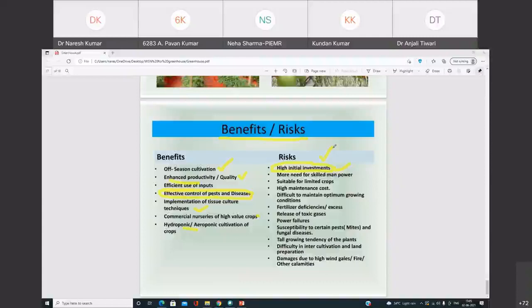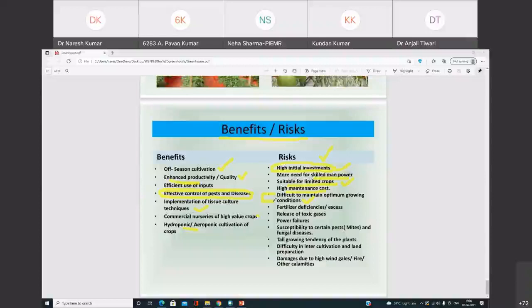There's more need for skilled manpower, and it is suitable for limited crops, as all crops don't require this greenhouse kind of environment. The high maintenance cost, that is true. Difficult to maintain optimum growing conditions. Sometimes it's really difficult to maintain the microclimatic condition inside the greenhouse, and it requires expertise.